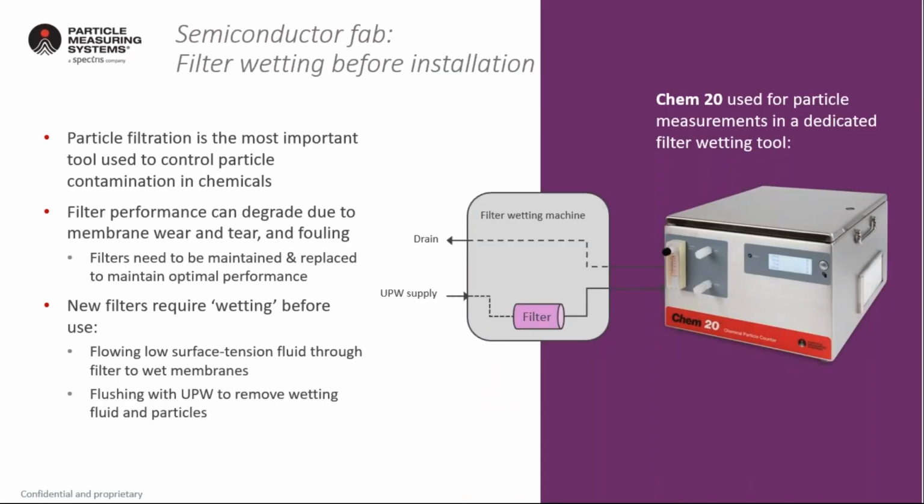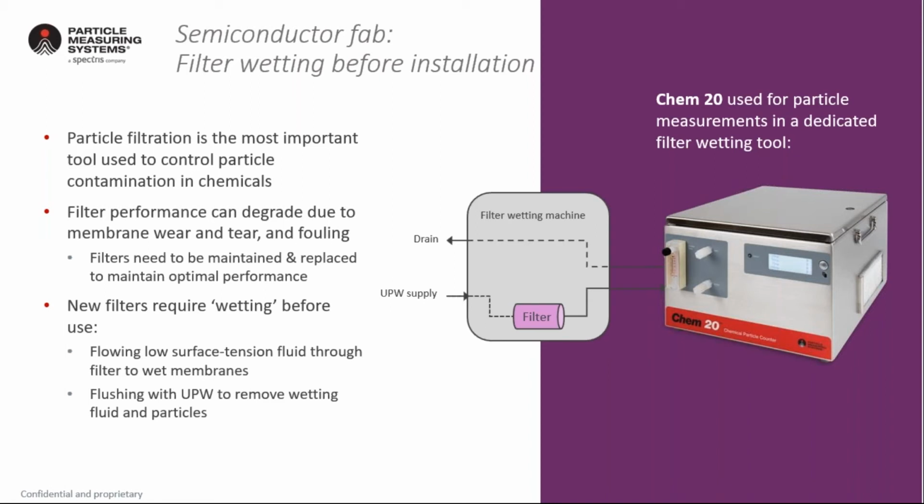Next, filter wetting before installation for production in the semiconductor fab. Now, particle filtration is the most important tool used to control particle contamination in chemicals and all other fluids. And particle filter performance will tend to degrade over time due to factors such as membrane wear and tear, particle accumulation, and filter fouling. So filters should be replaced periodically in order to maintain optimal filter performance.